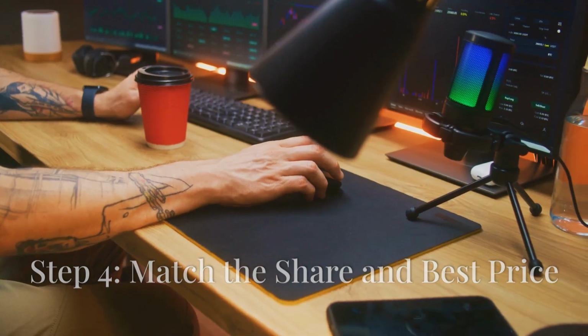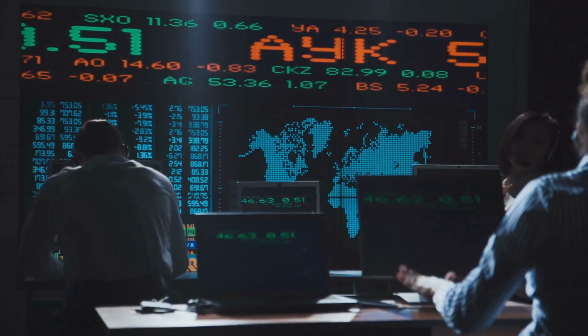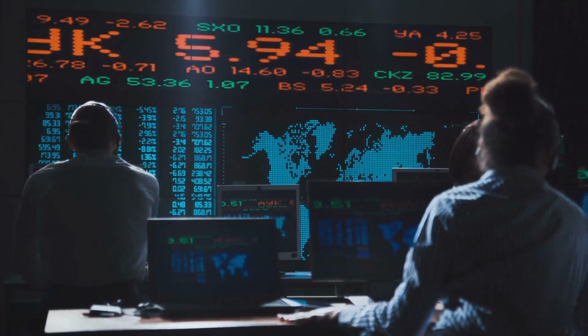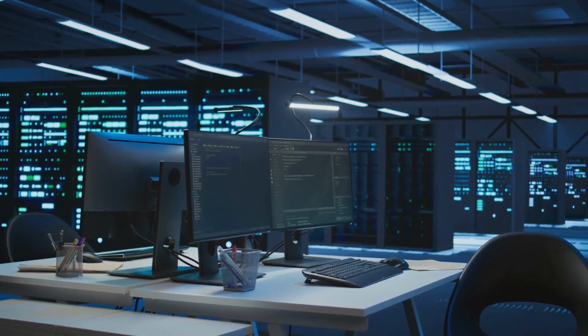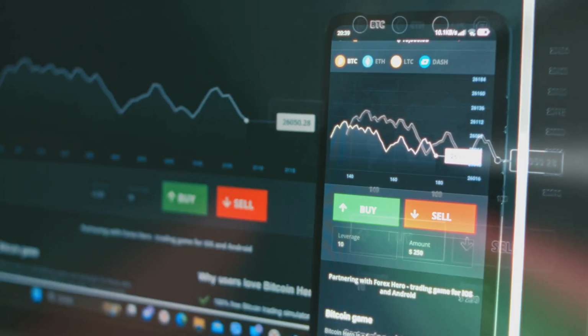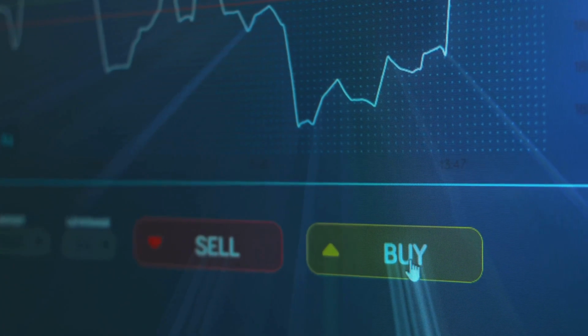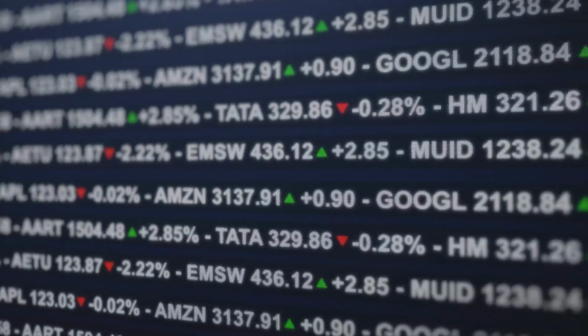Step 4. Once the order is placed, the stock exchange system searches for a matching trade. Advanced algorithms ensure speed and efficiency. If a seller matches your price, the system matches the orders. The system confirms the match.